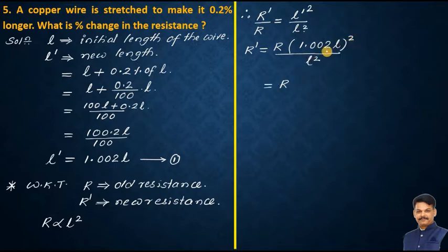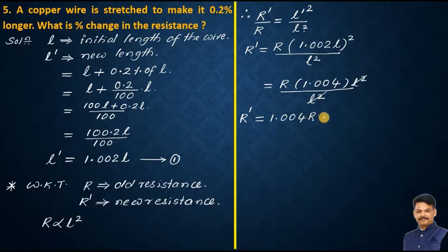Dear students, here square is applicable to both 1.002 and L. Therefore, square of 1.002 is 1.004 and L square is as it is. Then in the denominator also L square is taken. Now L square is cancelled. What we get? We got one relationship, that is R dash is equal to 1.004 into R. See, this is the relationship which is present between new resistance and the old resistance, right?